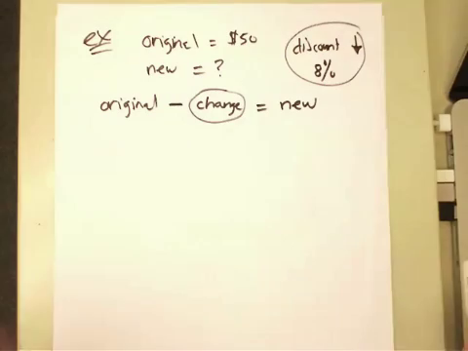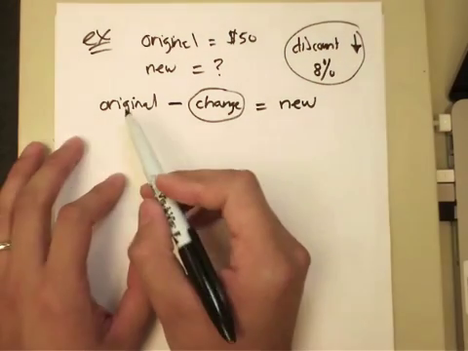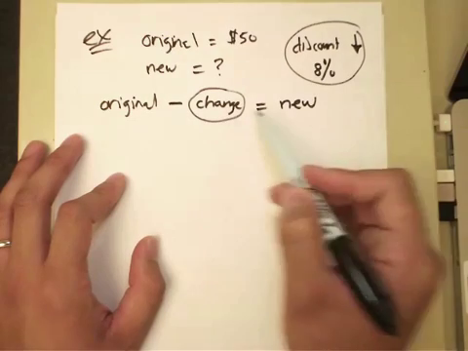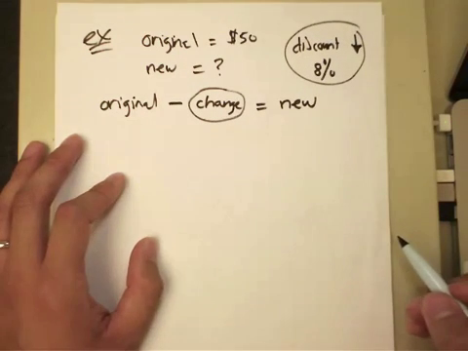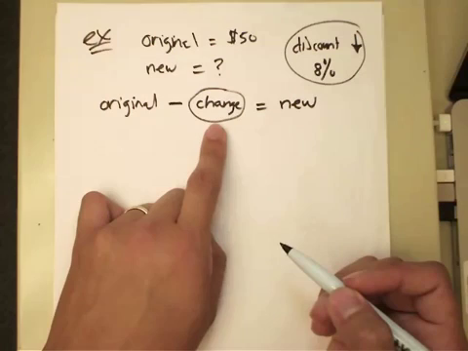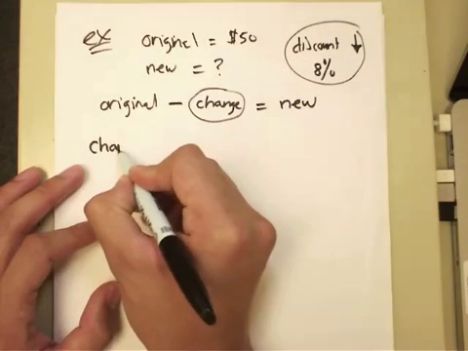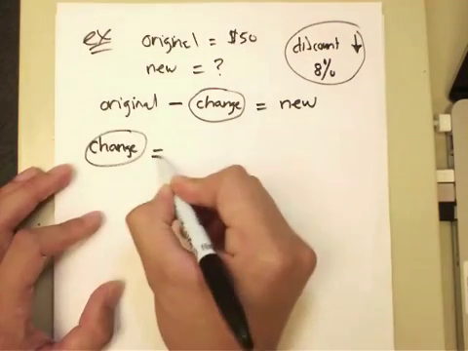Okay, so you see the structure. To find the new price after the discount, we have to take the original price minus the change equals the new price. We know what our original price is. It is $50. We don't know what the change is, and this is how we're going to find the change. Let's go ahead and pull that aside to figure out how we find the change.